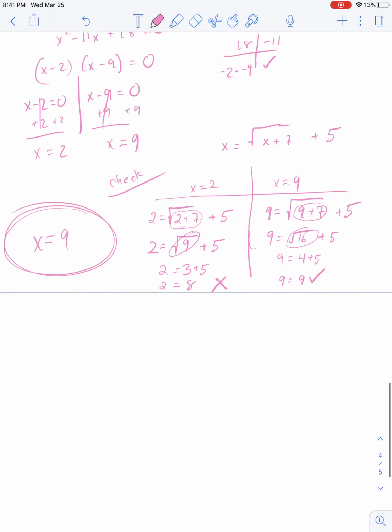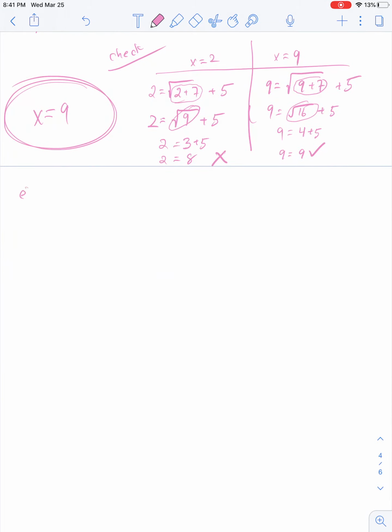How about we have 2 radicals? Square root of x minus 3 plus another square root x plus 5 equals 4. So 2 radicals. So let's just isolate one of the radicals. Let's say I'm going to get this x minus 3 by itself, okay? I want to get x minus 3 by itself. So if I want to get that by itself, I have to get rid of this one. And I do that by subtracting x plus 5 to both sides.